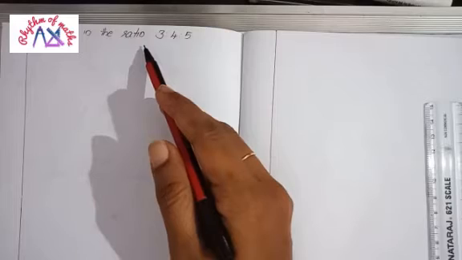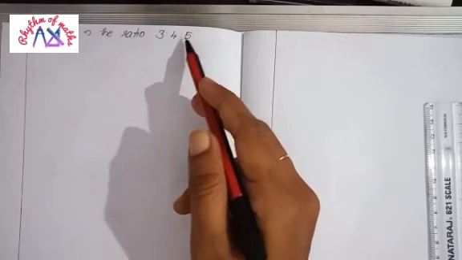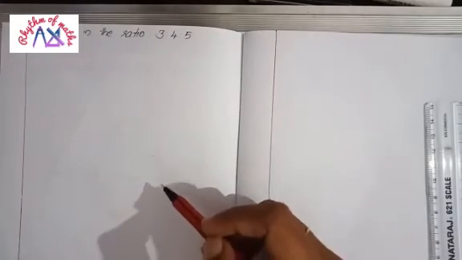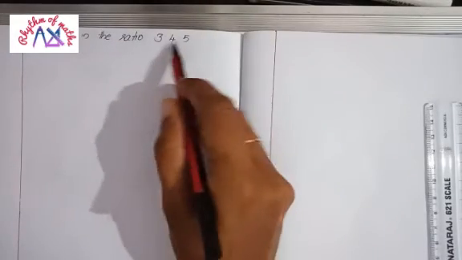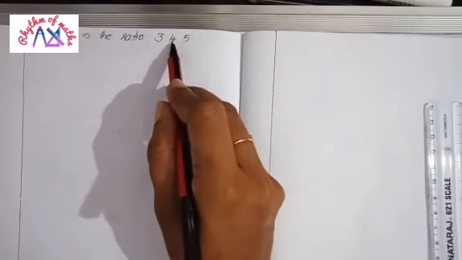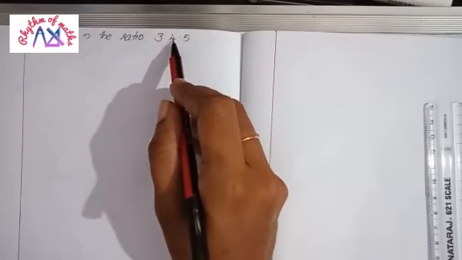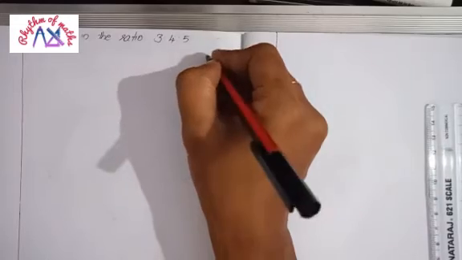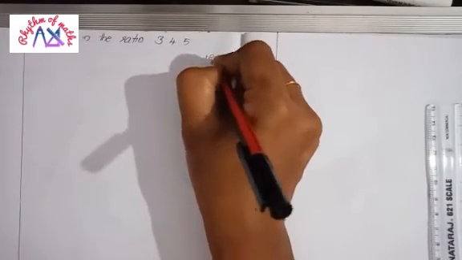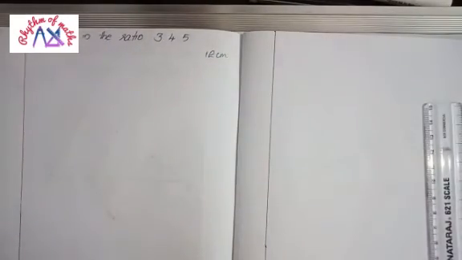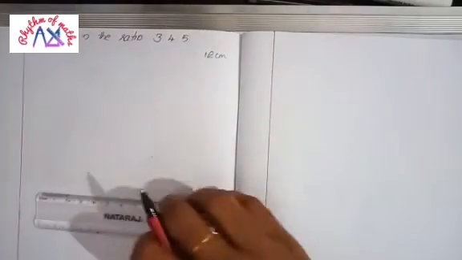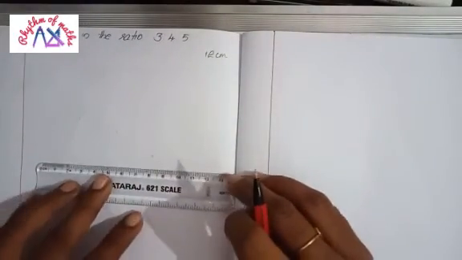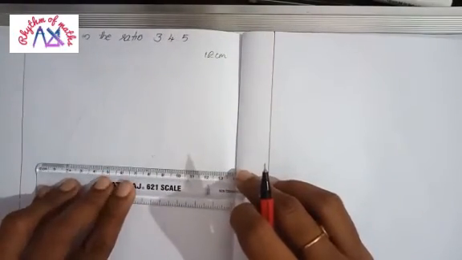So perimeter 10 centimeter and sides in the ratio 3 is to 4 is to 5 means the baseline you have to consider as 10 centimeter and the slanting line as the sum of these 3. 3 plus 4 plus 5. 3 plus 4, 7. 7 plus 5, 12 centimeter. So 12 centimeter is what? Slanting line. Okay, so let's draw. First step is draw a 10 centimeter line because 10 centimeter is the base line.